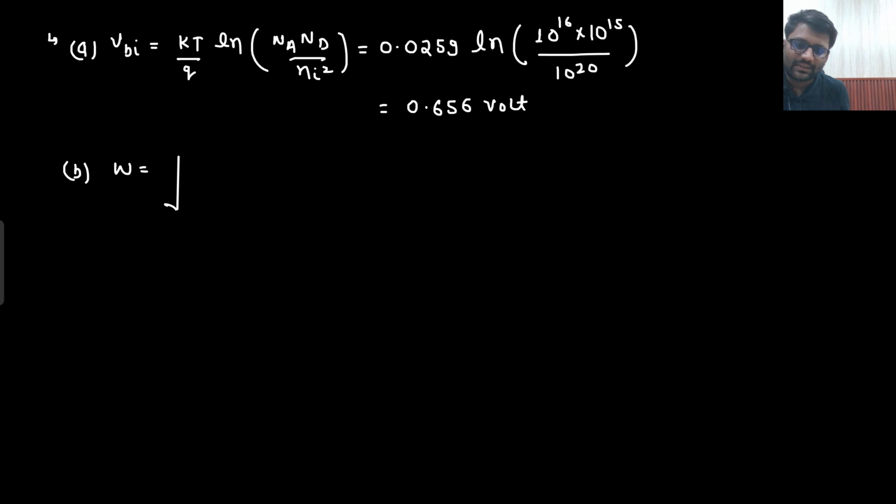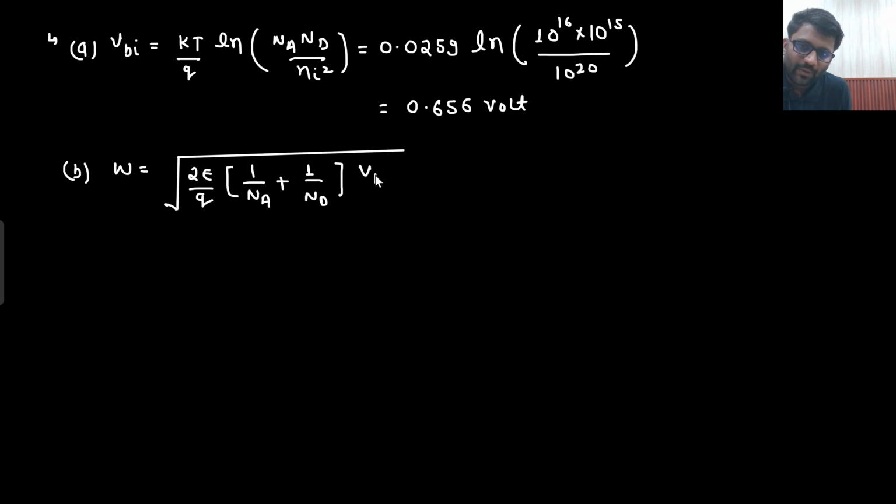I would apply this formula: 2 epsilon by Q, multiplied with 1 upon Na plus 1 upon Nd, multiplied with the built-in potential. Just as I apply the formula, I get to know that I need to find out the built-in potential as well. So if I need to solve option B, I need to find the built-in potential too. So this calculation I will also have to do.